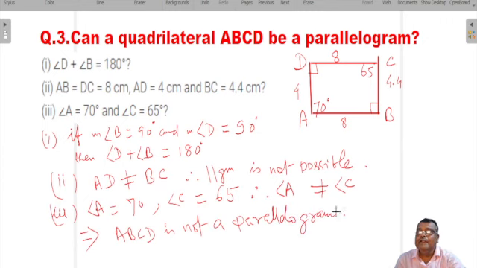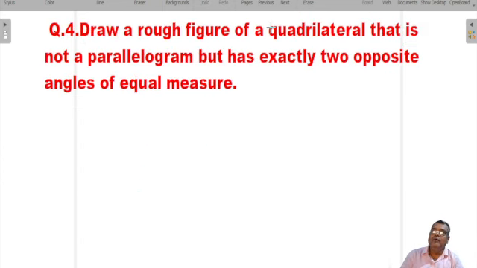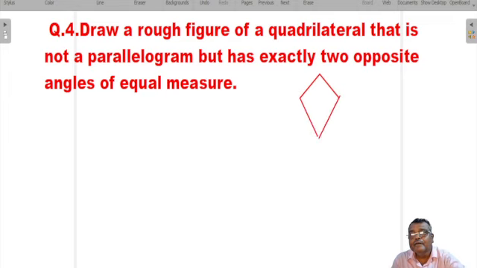All right, let us see the next question. 4. Draw a rough figure of a quadrilateral that is not a parallelogram but has exactly two opposite angles of equal measure. Let us draw such a quadrilateral. You see, a quadrilateral I am making. Quadrilateral like this.